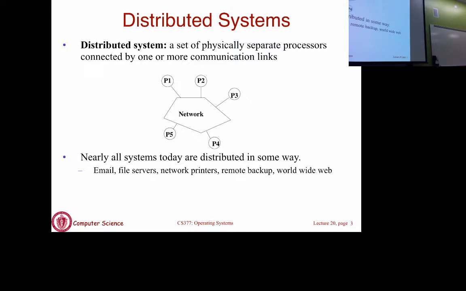You have file servers that work this way. If you go to the EdLab setup, you will see that you have home directories and course directories that sit on a file server. Okay, that's where all the data resides. And then there are clients, which could be workstations or a laptop that you use to remote login, that are actually accessing that data. Okay? That's another example of a distributed system.